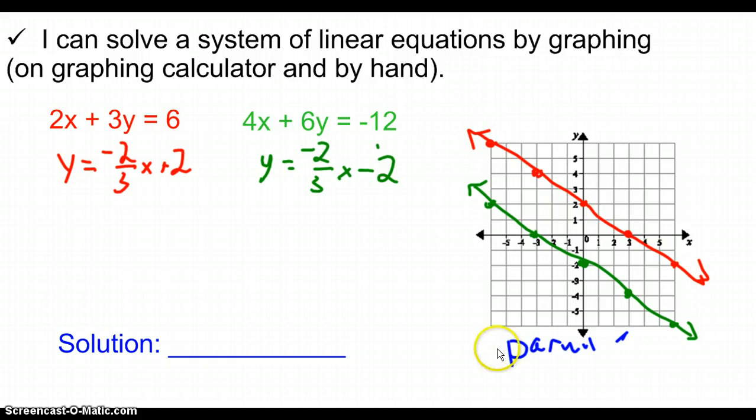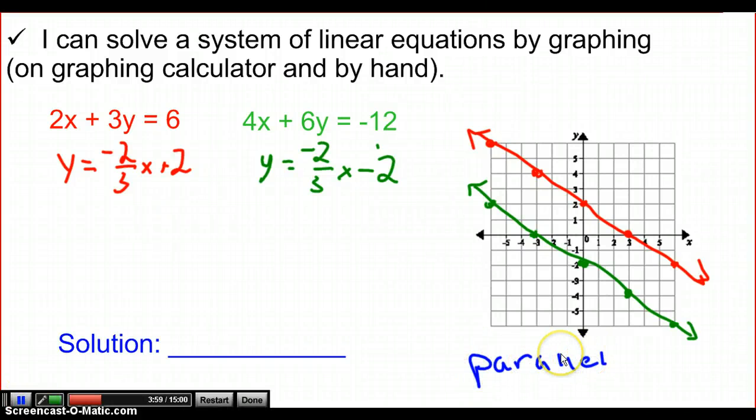Let me erase that. They are parallel, and as these 2 lines being parallel, these 2 lines are not going to intersect, so this system has no solution.